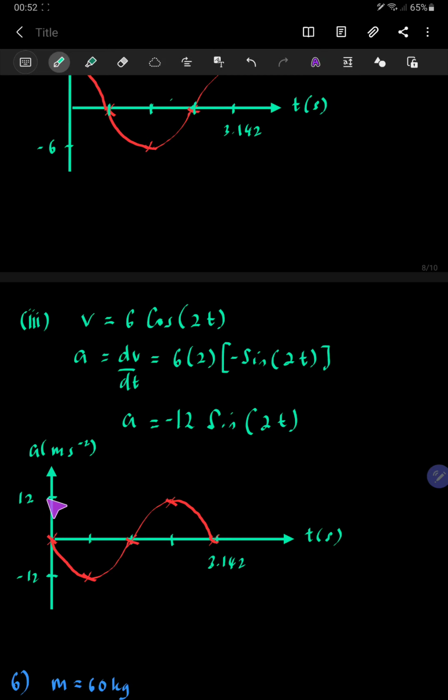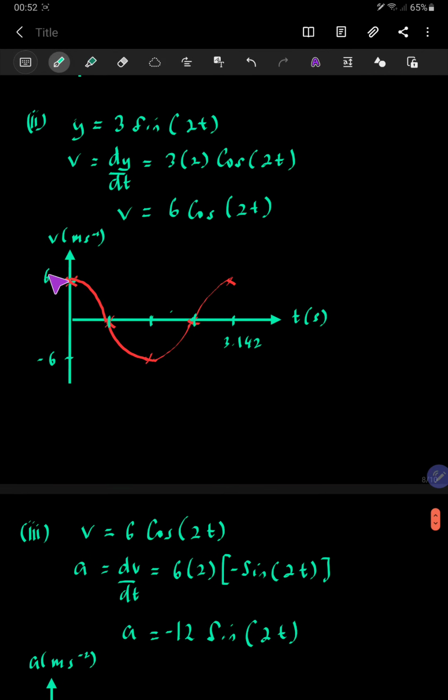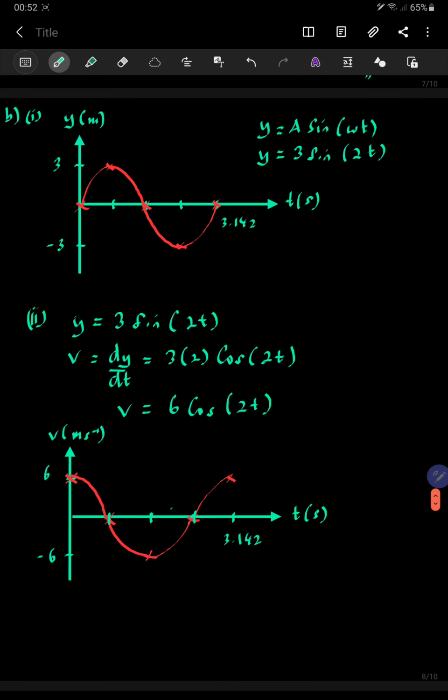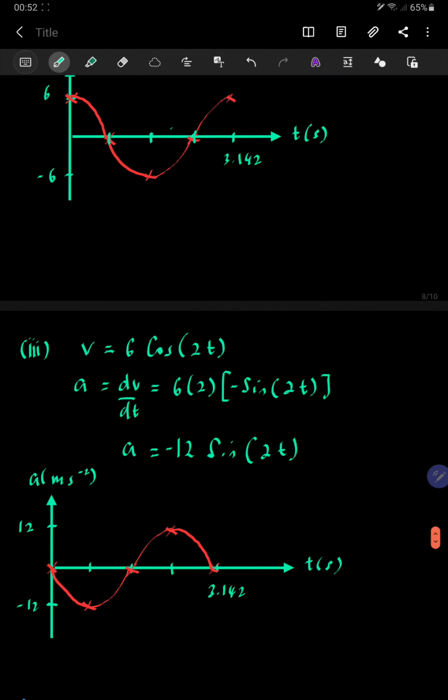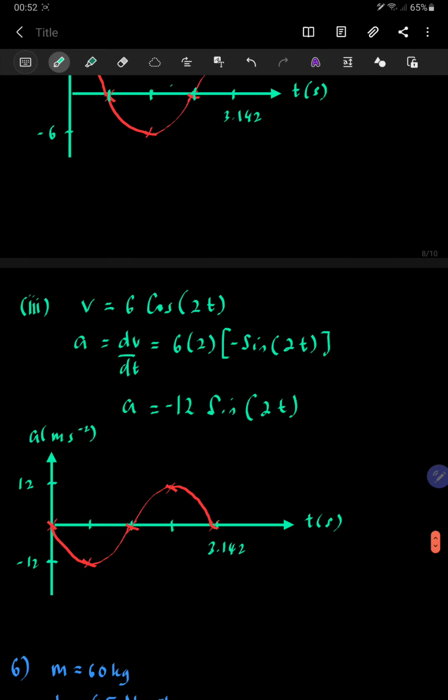So remember, the amplitude should be different. This amplitude now represents maximum acceleration. Before this, the amplitude represented the maximum velocity or speed. And before this is the maximum displacement. Okay, so be careful. We need to calculate this when they ask you to sketch a graph.